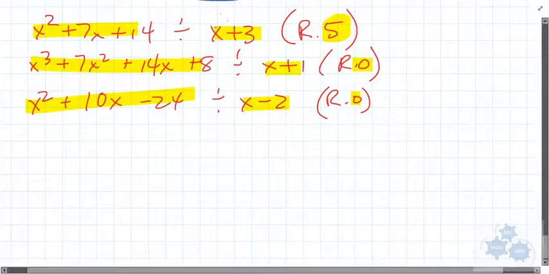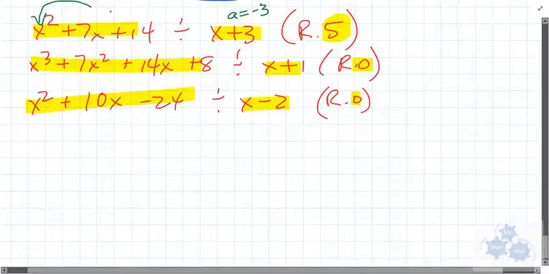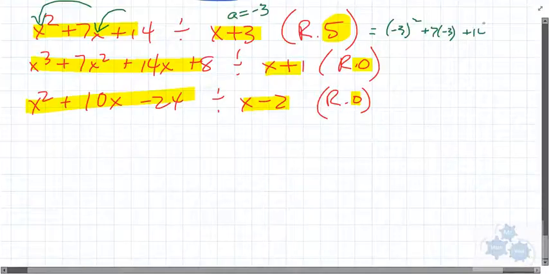If you take the a value, so here a equals -3, of the binomial divisor, and you put it into the original function for x, what do we get? So this is -3. What if we did -3 squared plus 7 times -3 plus 14? That is 9 minus 21 plus 14. What do we get? 2.